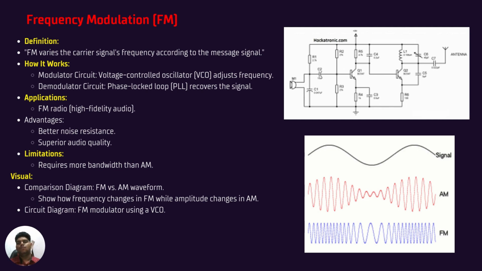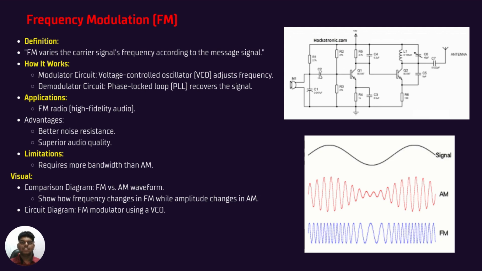Next, we have frequency modulation, or FM. In FM, the carrier signal frequency is varied according to the amplitude of the message signal, instead of its amplitude like in AM. This makes FM more resistant to noise and interference, which is why it is commonly used in high fidelity audio transmission like FM radio.